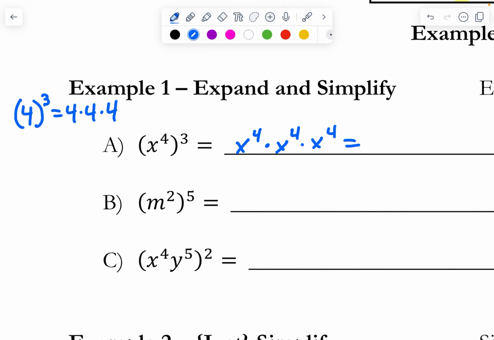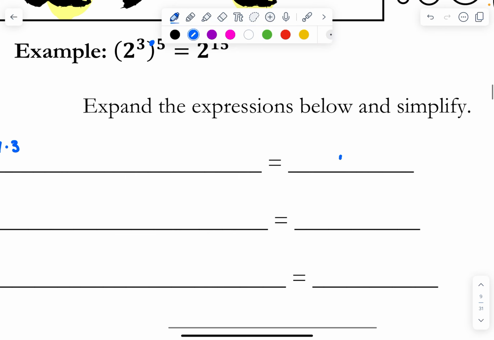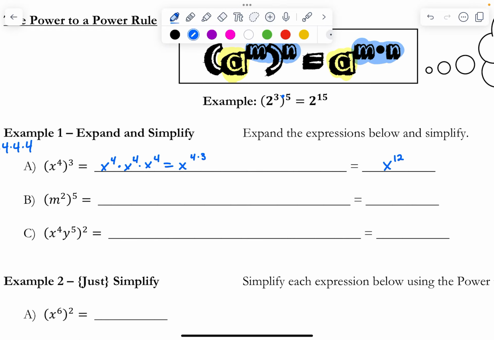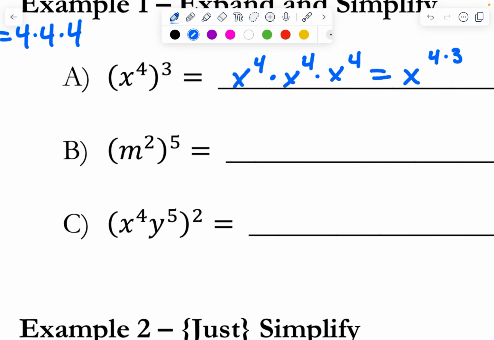We learned 2 days ago that when we have x to the fourth times x to the fourth times x to the fourth, we keep the base, in this case x, and we add all the exponents. So 4 plus 4 plus 4 is 12, or 4 times 3, which ends up giving us a final answer of x to the 12th power. How would that look here?